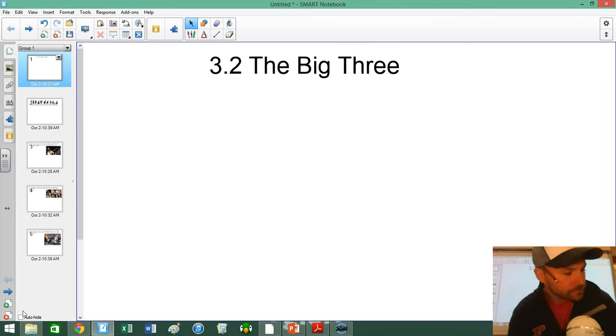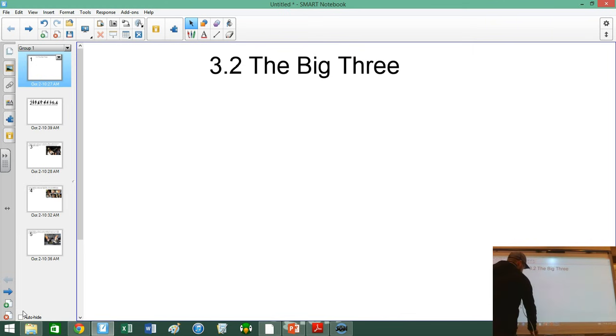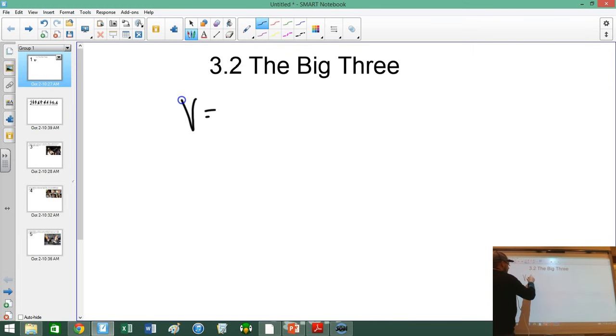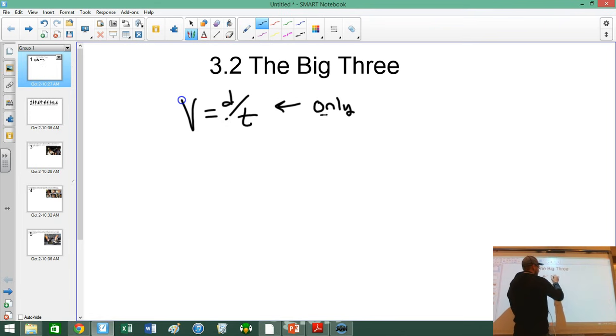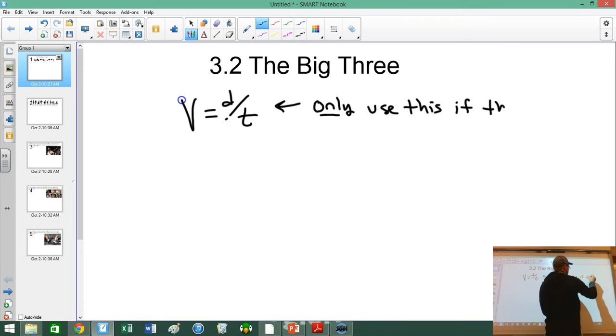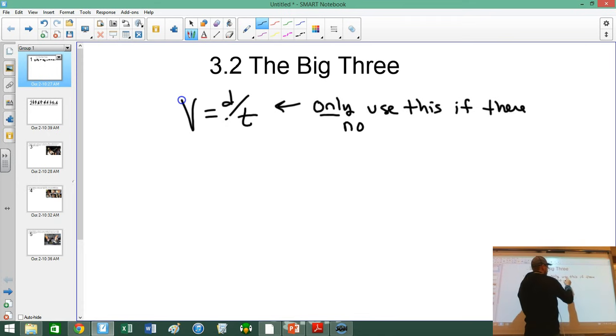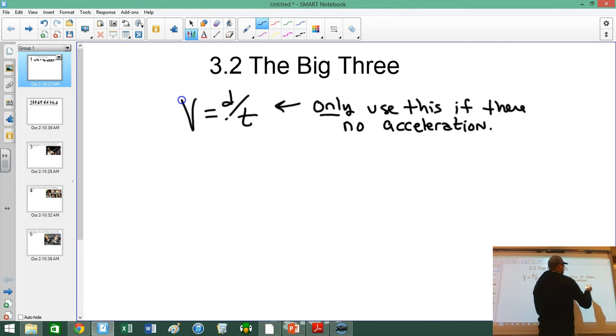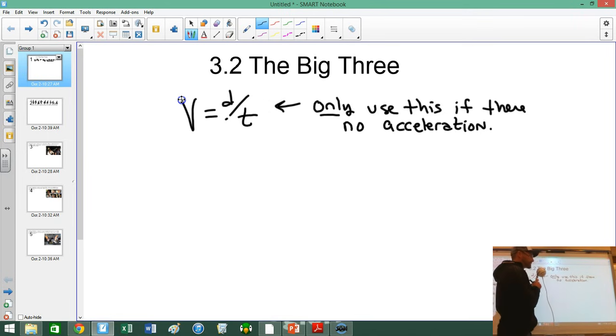So let's get started. We'll start off with the first equation that we know, and we all know that velocity equals your distance divided by your time. Sometimes I say displacement, distance, kind of the same thing. How far you go divided by how much time it takes. Now, you can only use this if there's no acceleration. If you're getting faster or getting slower, this doesn't work.